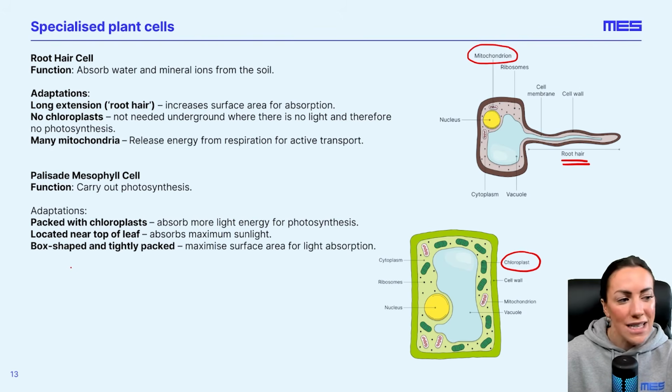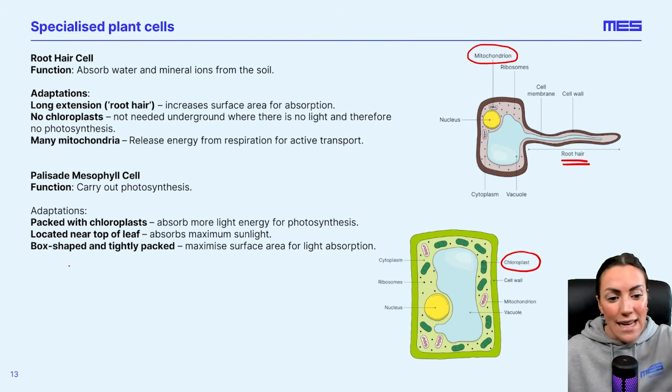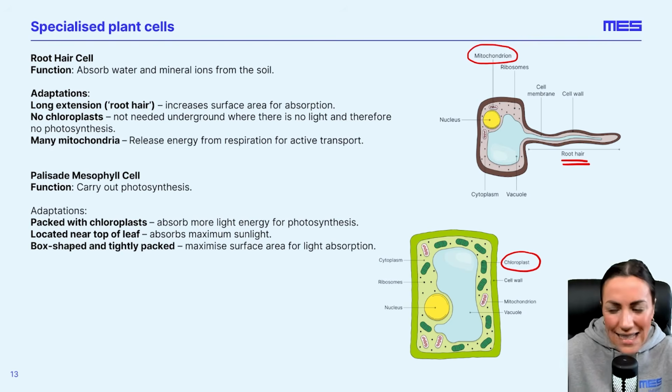You'll notice they're rectangular shaped. Now this is great because it means they can tightly pack together. So you have many palisade cells next to each other, packed tightly together near the top of the leaf. So you've got as much surface area for light absorption and as many chloroplasts for light absorption as possible near to the top of the leaf.